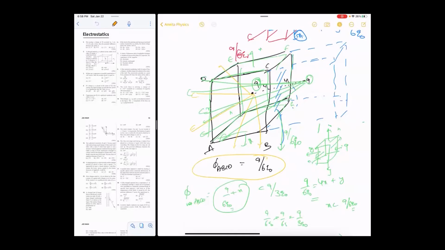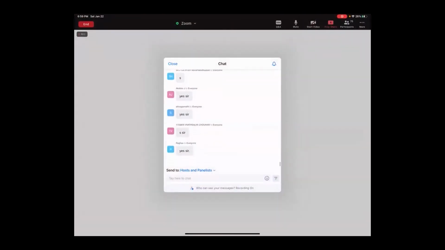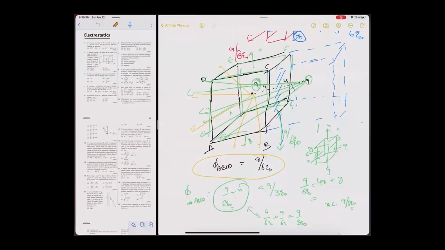Because X is less than Q by 6 epsilon naught, if I compare these two equations, this will be less than Q by 3 epsilon naught. So far, is it clear, everyone? Raghav, Vatsalya, Shivagomati, Akshini, wonderful. So far, you understood. Now see the test.